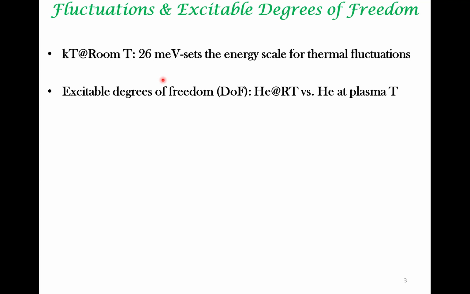However, when you consider a plasma, hydrogen or helium at plasma temperature, the excitable degrees of freedom are more, because even electrons have been excited at these temperatures. So the degrees of freedom are different when you consider helium at room temperature and helium at plasma temperature.